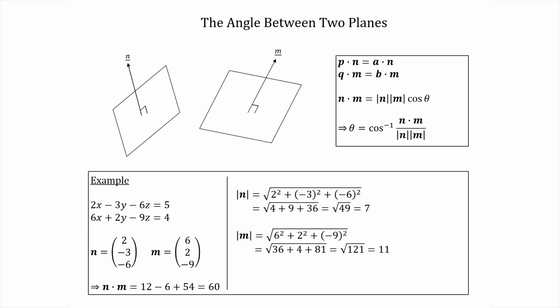Finally, we can plug these three values into the formula to get that cos theta equals 60 over 7 times 11, which gives us that theta equals inverse cos of 60 over 77, which is roughly equal to 38.8 degrees.